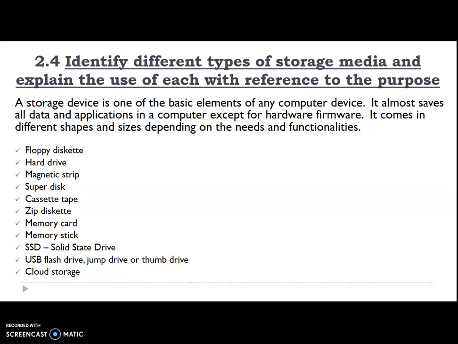which helps us to identify different types of storage media and explain the use of each with reference to the purpose. The storage device is one of the basic elements of a computer device. It also saves all data and applications in a computer except for hardware firmware. It comes in different shapes and sizes depending on the needs and functionalities. These are some of the storage devices.